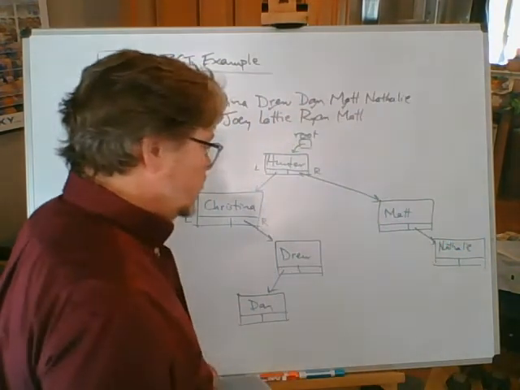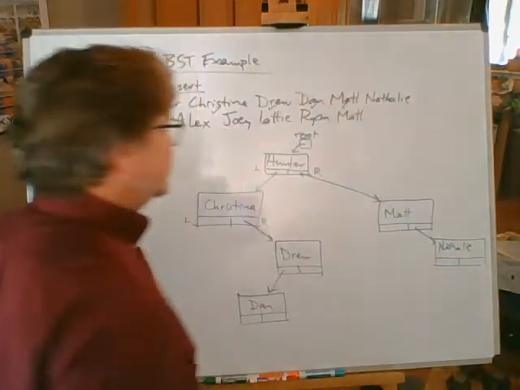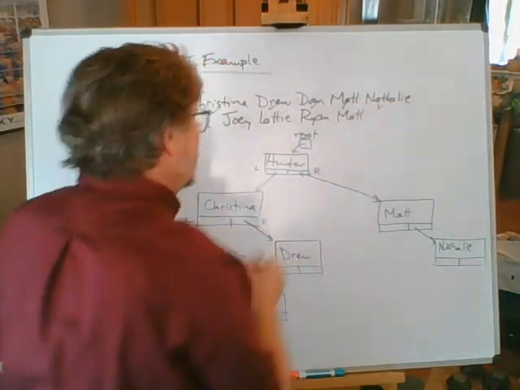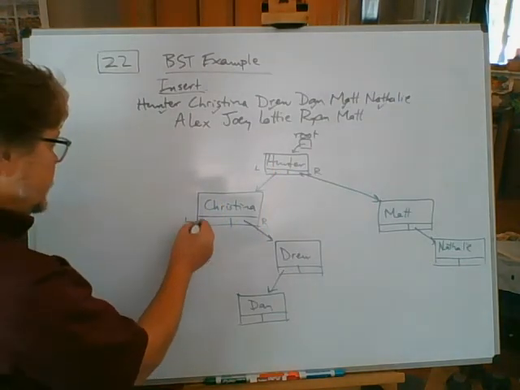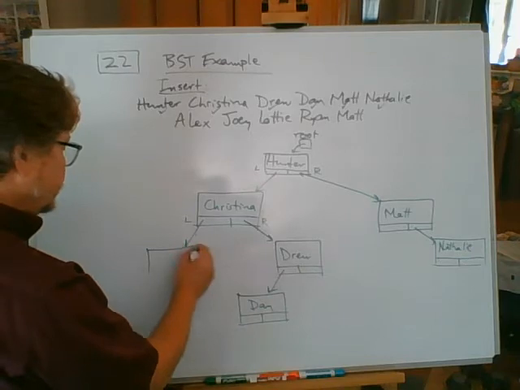With room for 2 kids of her own. Check. Alex, A is less than H. A is less than Christina. So Alex would come over here and be Christina's left child.